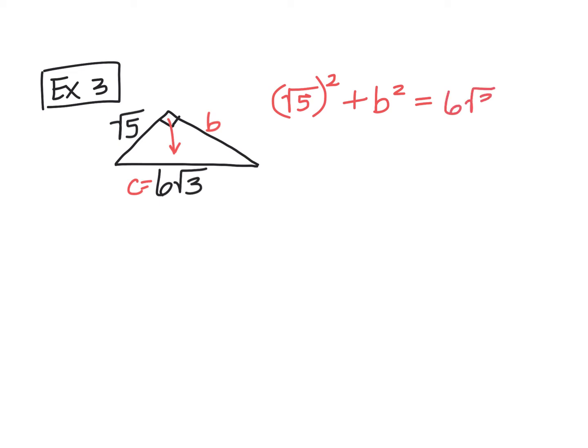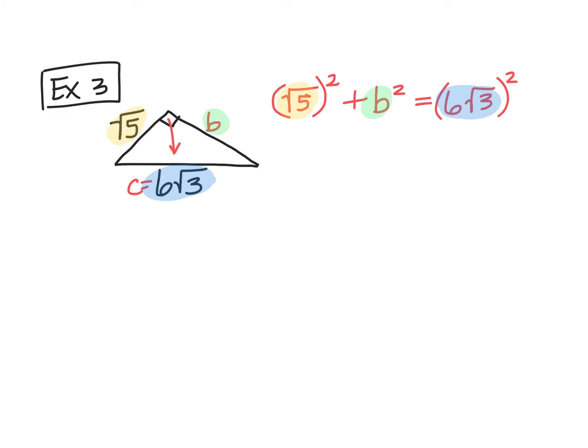6 square root of 3 squared. So if you don't understand where I'm getting those numbers, you need to pause the video and make sense of where that's coming from. This is a, b, and c. a squared plus b squared equals c squared.